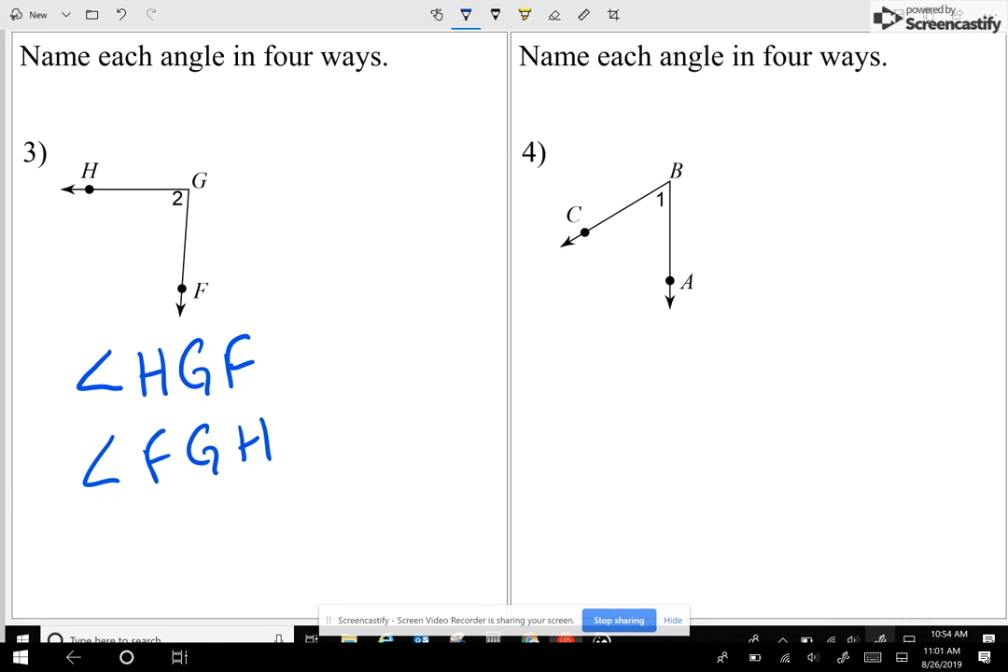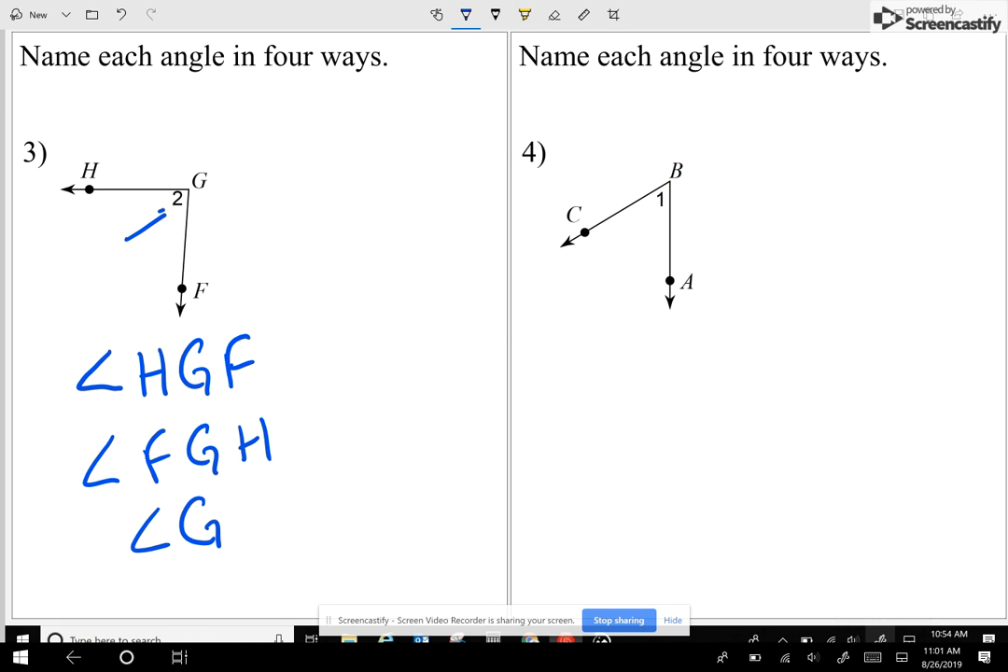If you're going to use all 3 letters, make sure the vertex is in the center. The other 2 don't matter. F could be first or H could be first. When you're using all 3 letters, make sure the vertex is in the center. Another way I can name this is angle G. I can just use the vertex.